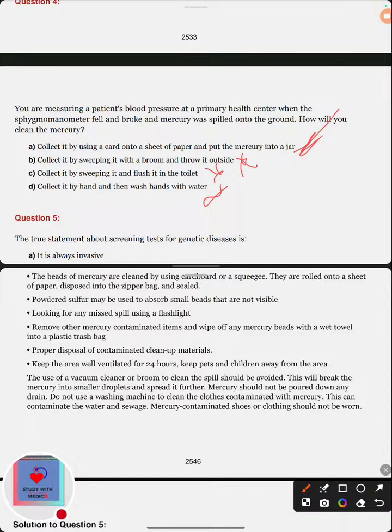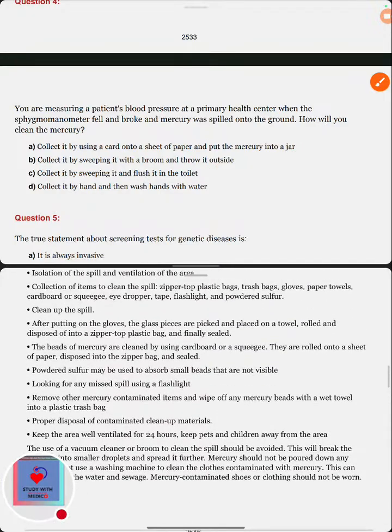It should not be poured down any drain. Do not use a washing machine to clean clothes contaminated with mercury. This can contaminate the water and sewage. Shoes used for cleaning should not be worn. Powdered sulfur may be used to absorb small beads that are not visible.